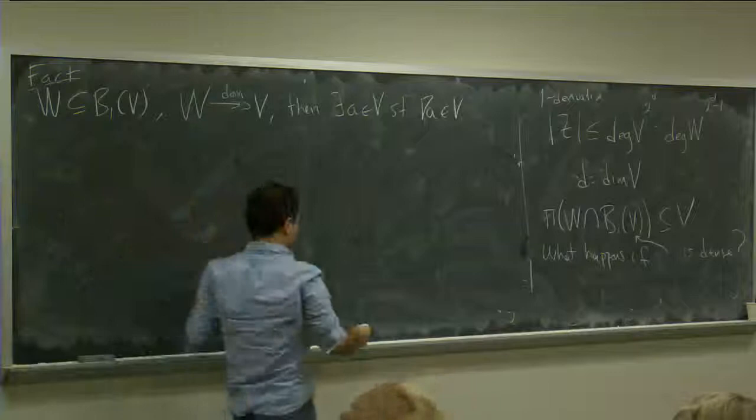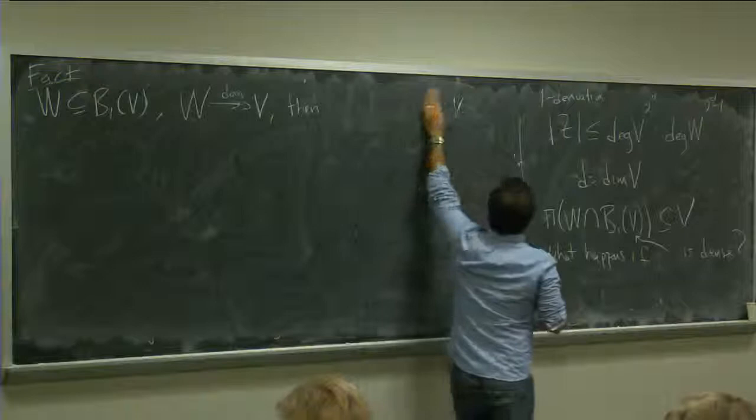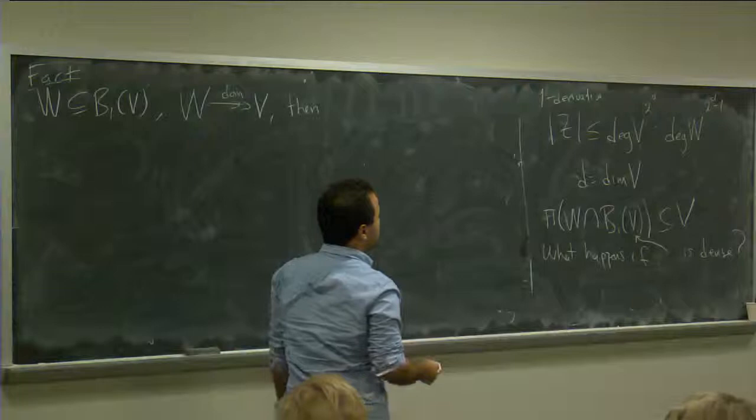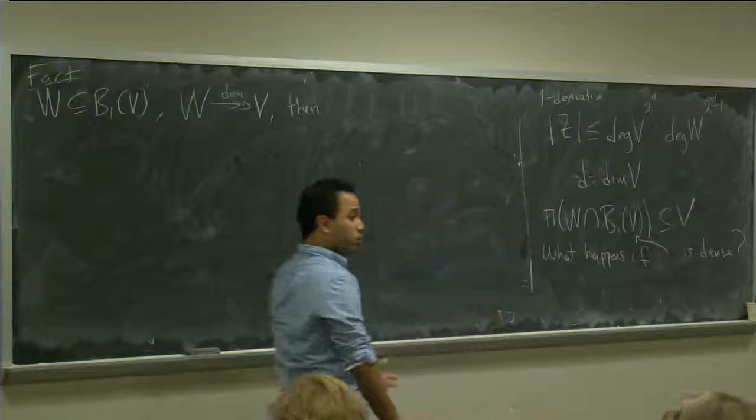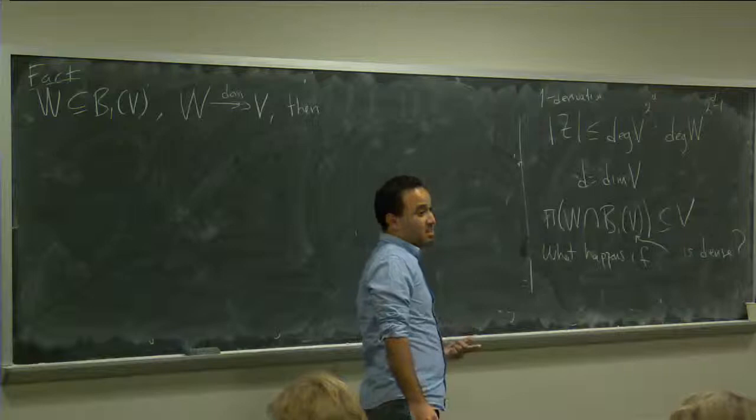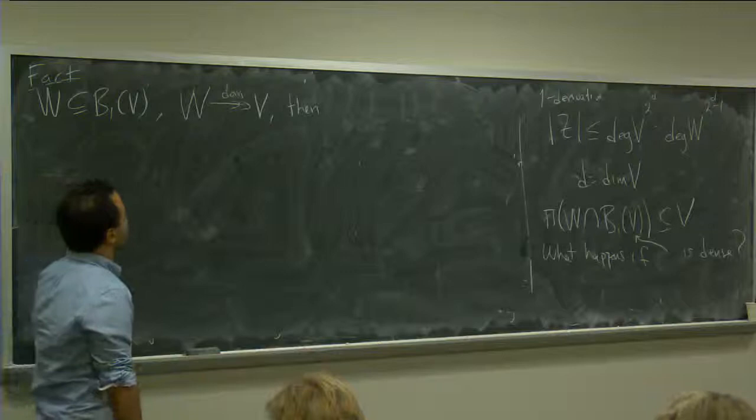Do you allow d equal to zero? Yeah, for sure, I allow d equal to zero. Then the degree of W will not be involved. If d is zero, then the number of points will be bounded by the degree of V, because that means V was finite. Ah, right. And so Z is just a subset of V, so it will be bounded by the degree. Okay, I was missing some things.